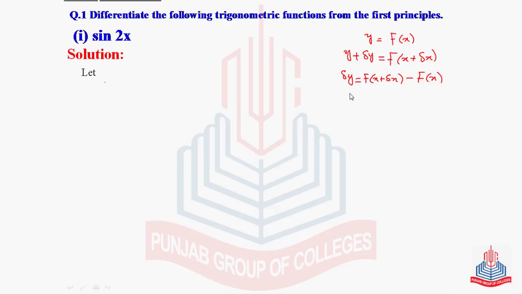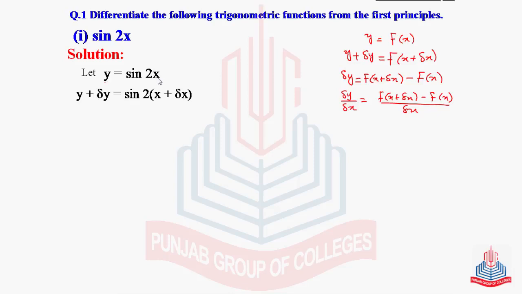In the next step we will divide both sides by delta x, and after that we apply the limit delta x approaches 0, so that the left hand side will become dy by dx and the right hand side will give the answer of differentiation of such type of functions. So these are actually the 4-step process. Now we start. Let y is equal to sine 2x.